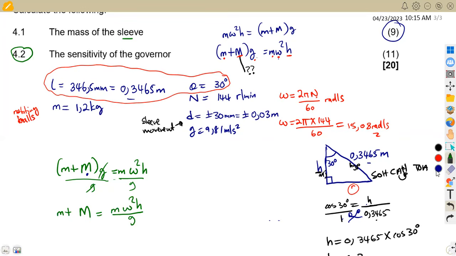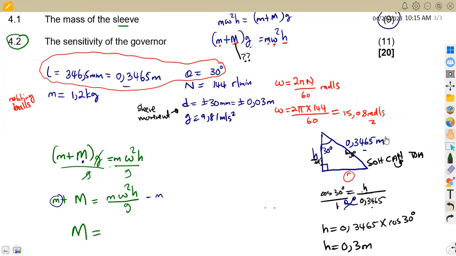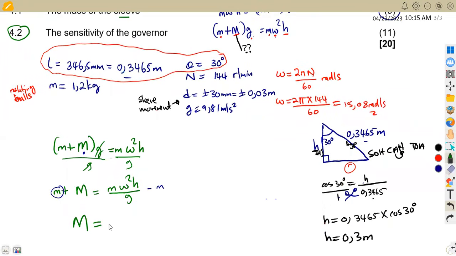So you can transpose the m from this side to the other side. So it's going to subtract. So it means we are going to have the mass of the sleeve being equal to, from this formula, m w squared h over g minus m. So you can substitute every value because you have everything here. Now you calculate everything.